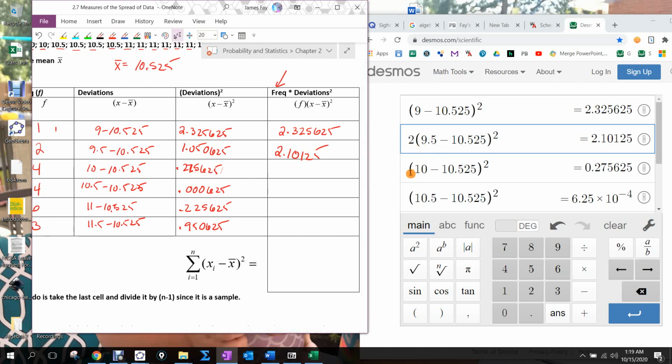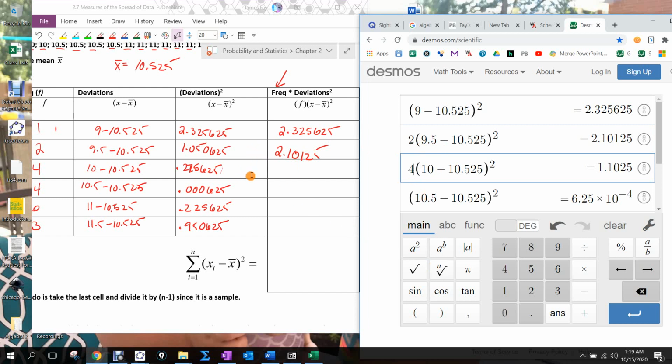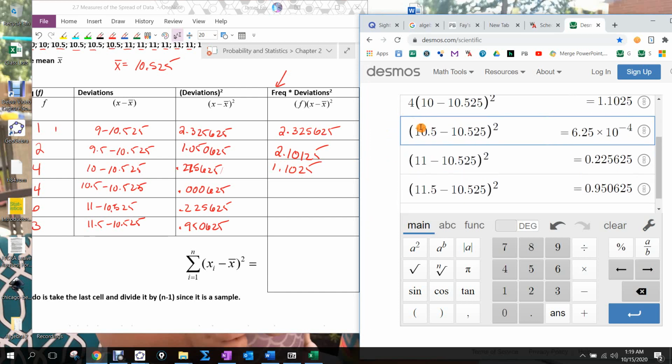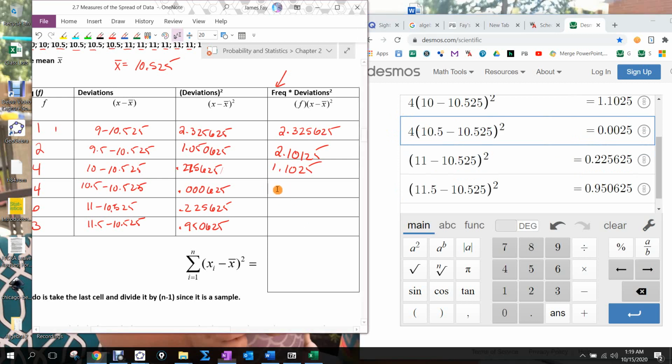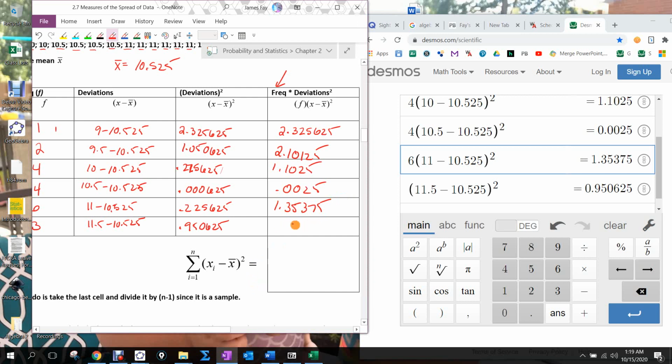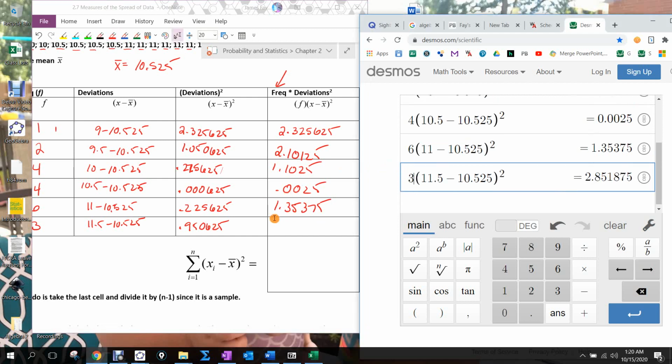2.10125. The 0.271 had a frequency of 4. So then that changes to 1.10125. This one had a frequency of 4 as well, the scientific notation one. 0.0025. And then this one had 6. 1.35375. And then 0.95 had 3. 2.851875. Okay, so that is all of my deviation.